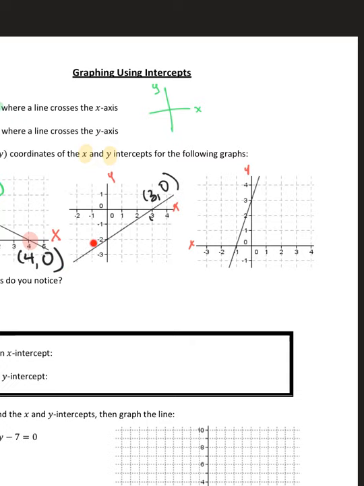I'm looking here, I see that it crosses here. Well, remember that whenever I write my ordered pairs, x's come first. So if I follow my x value all the way across, that's at 0, right? And my y value, my up and down value, that's at -2. Okay, so my x-intercept is going to be 3 and 0. My y-intercept is going to be 0 and -2.